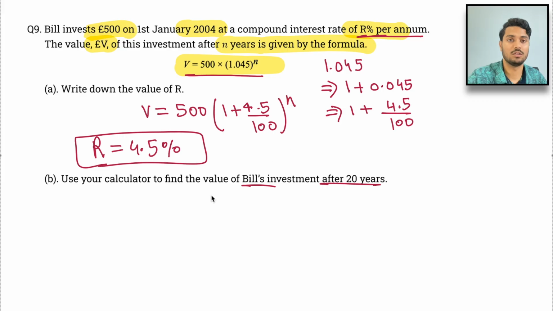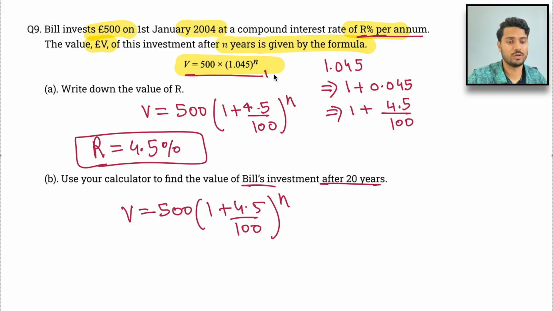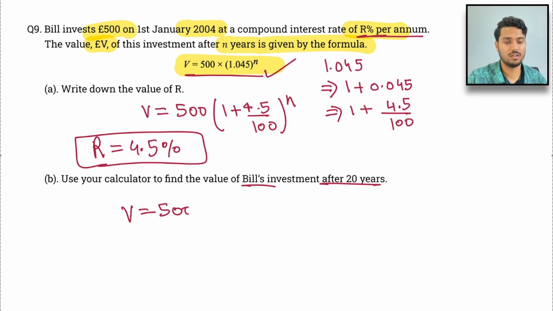Now it says use your calculator to find the value of Bill's investment after 20 years. We have to substitute 20 in place of n. So V is going to be 500 times 1 plus 4.5 upon 100 raised to n, or you can also use this formula, just substitute the value of n. So let's use that formula. It's the same thing. This was more elaborated.